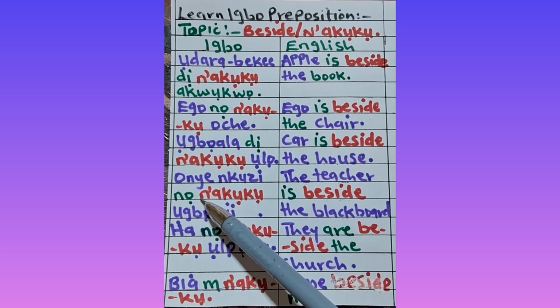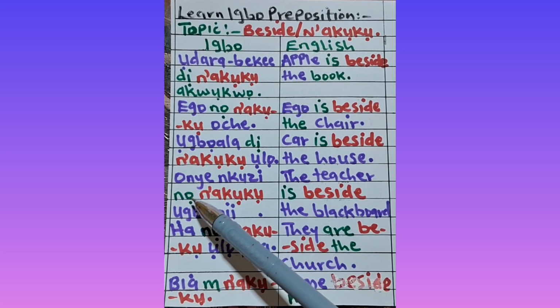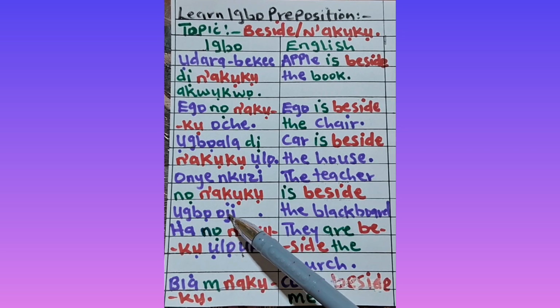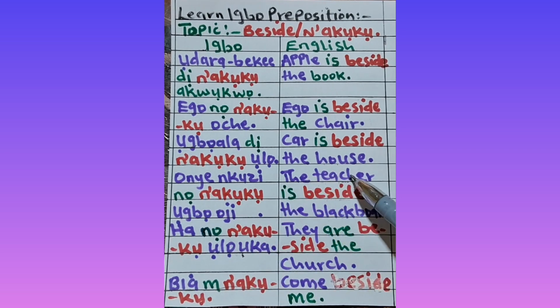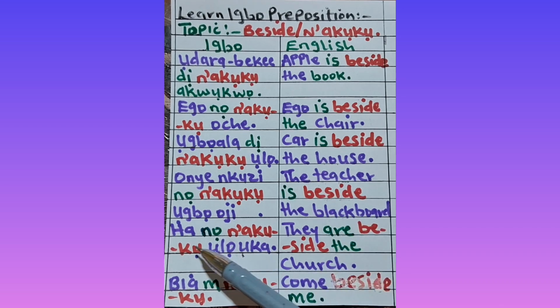Onye nkụzi nọ n'akụkụ ụgbọ ojii. Meaning, the teacher is beside the blackboard.